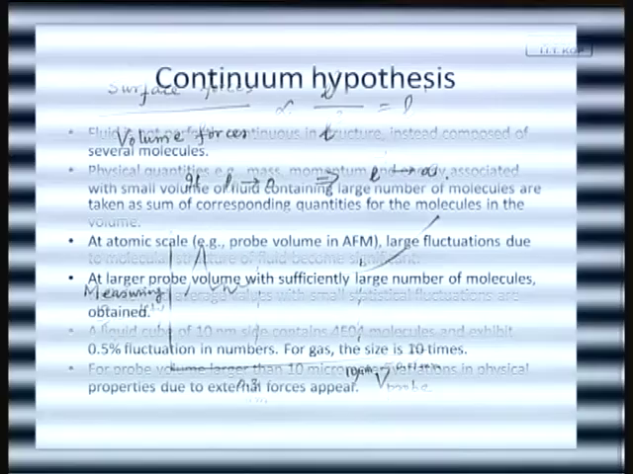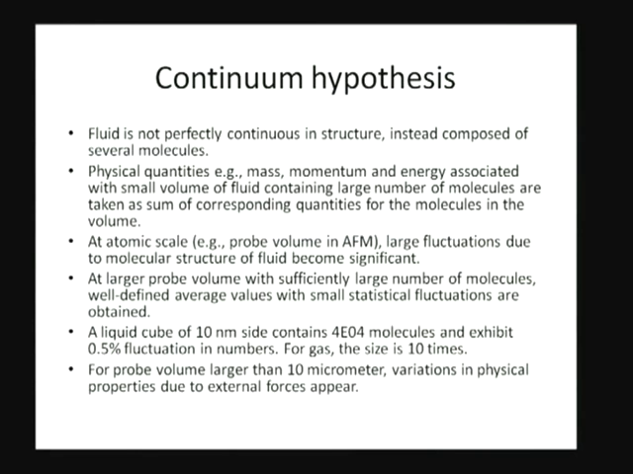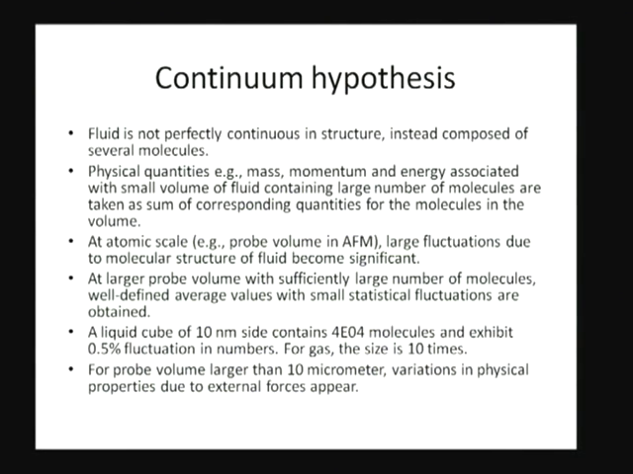The reason here is that variations in physical properties due to external forces appear. Suppose there is a fluid flow taking place. So, pressure at one point has to be higher than at the other point, right? Because fluid will flow from higher pressure to lower pressure. So, these macroscopic changes, these variations in physical properties due to external forces, will become significant. So, it has to go either up or down. The parameter will change, or it can remain constant. If it is a static system and the system decides that it should be constant, that will remain constant. But if there is a variation, that variation is due to external forces.